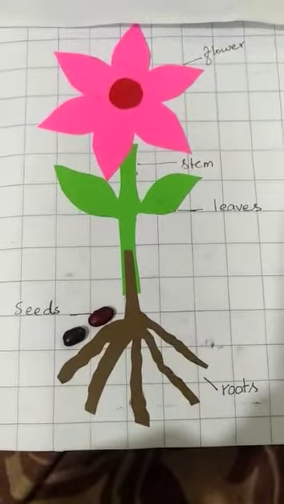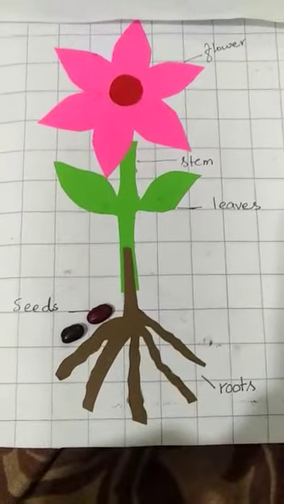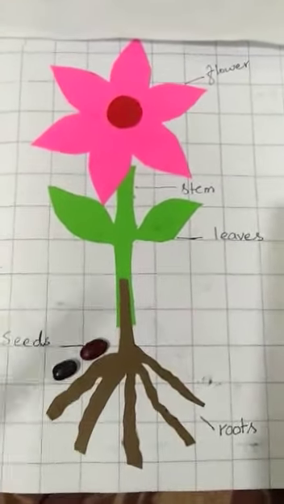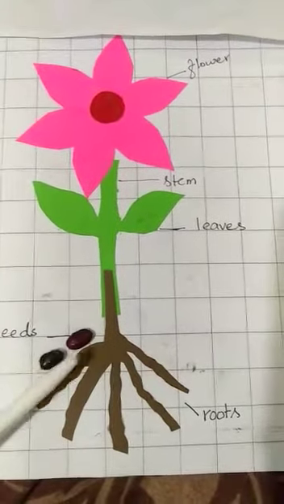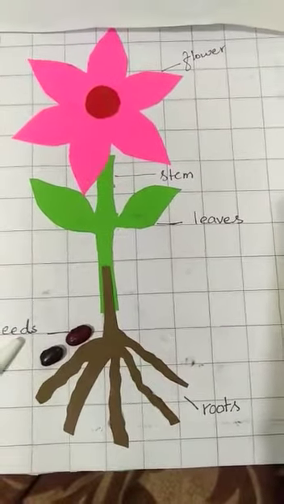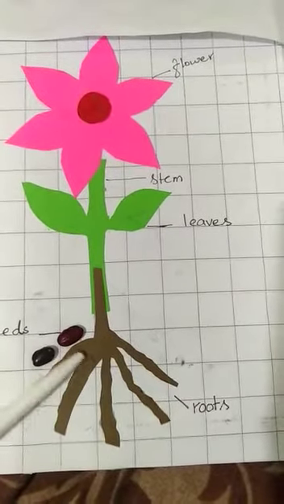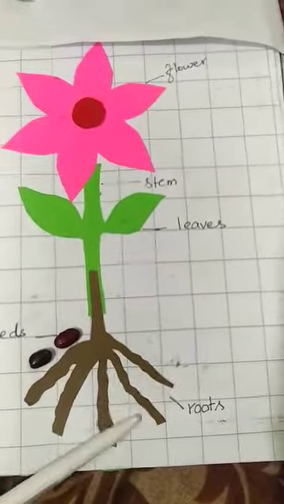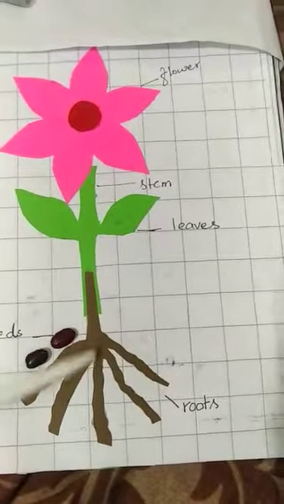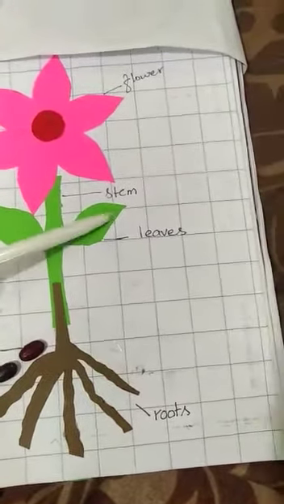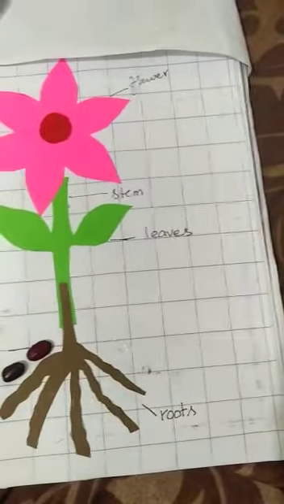Okay students, today I am going to tell you about a new topic of KUW, that is plants. You can see this picture. These are seeds. When we sow seeds into the soil, then roots come out underground, and after some days when we water that plant, then a stem and leaves also come out.